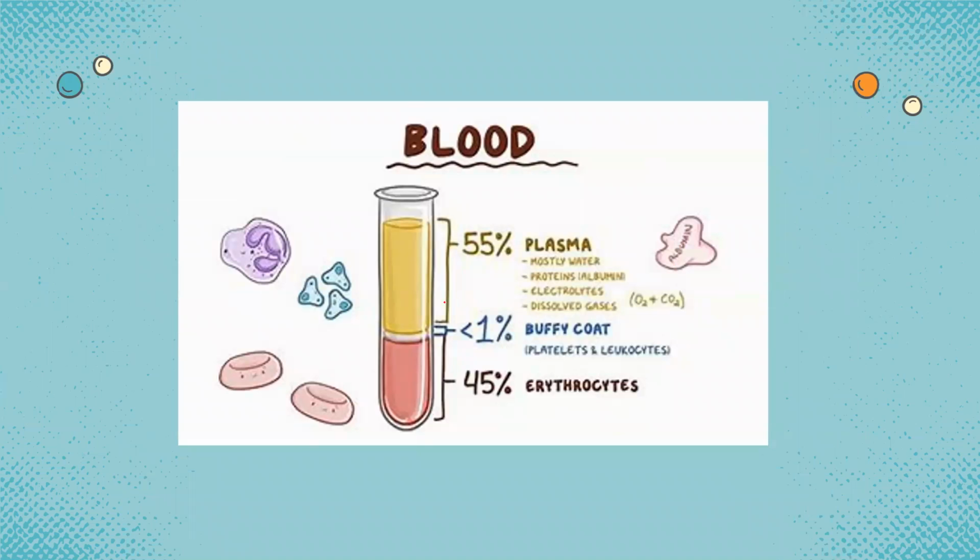See, the plasma is 55%, and the 1%, no, this is wrong. It is leukocytes only. Platelets and leukocytes. Sorry, you can just ignore this. The 1% is of platelets and leukocytes, and leukocytes are nothing but the white blood cells. And the fourth one is erythrocytes, that is nothing but the RBC or the red blood cell.